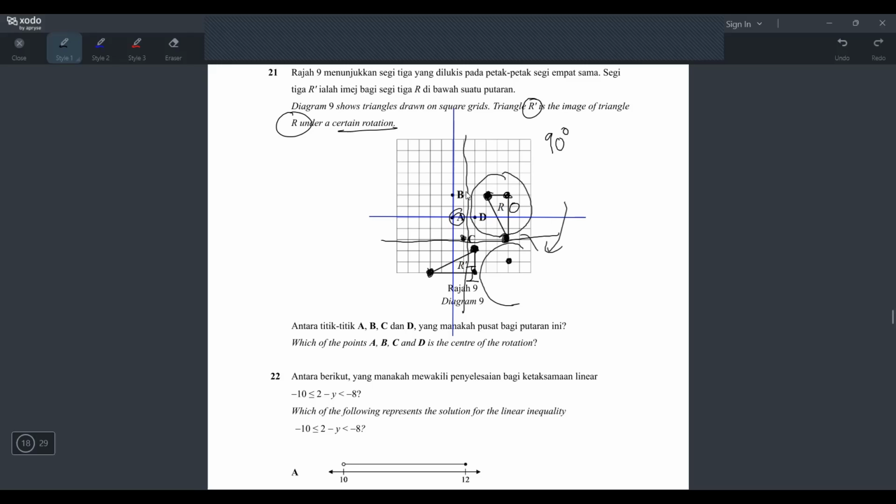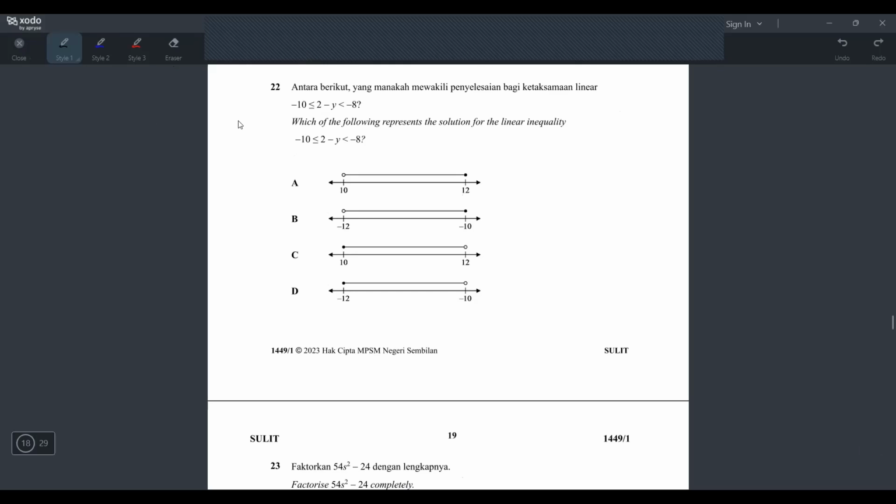All right. And you can do the same for B and D. Okay. And you will not get the same distance. Right. So actually the correct answer here is A. All right. So that's the answer. Okay. Hope you understand.